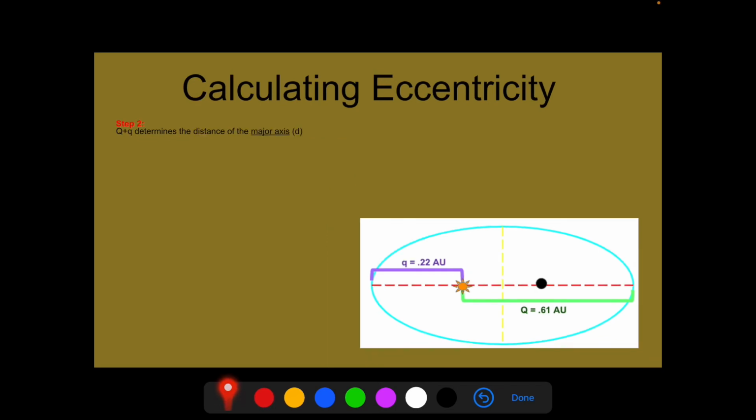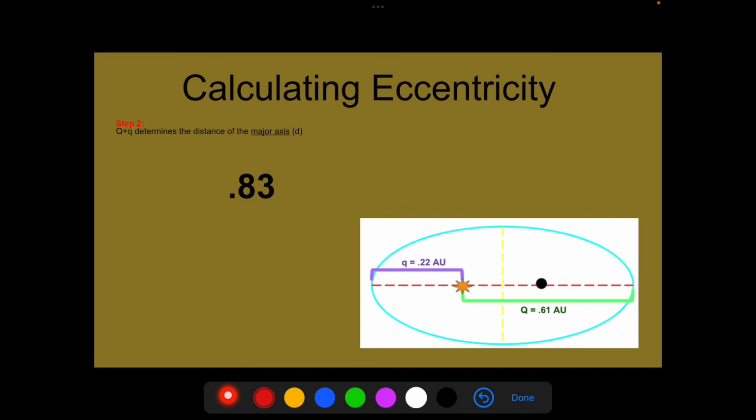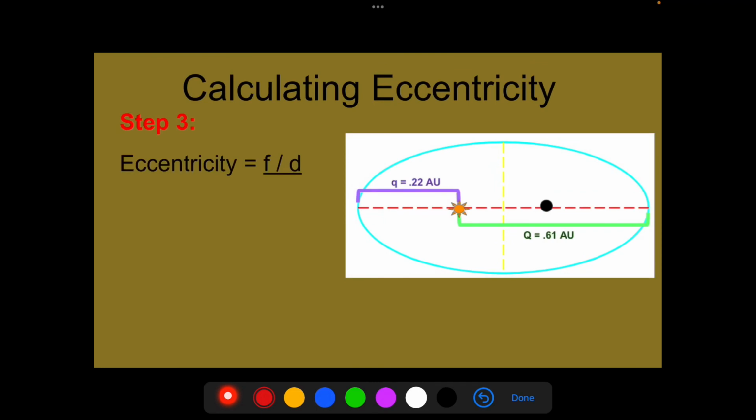Moving right along, we're trying to find the D value now. That's the total diameter, D. So we add together our lowercase q and our capital Q, and when we add them together, we get 0.83. So this is our D value, 0.83. Now we have our F value from the previous slide, which was 0.39, and the D value, which is 0.83. That's all we need to calculate eccentricity.